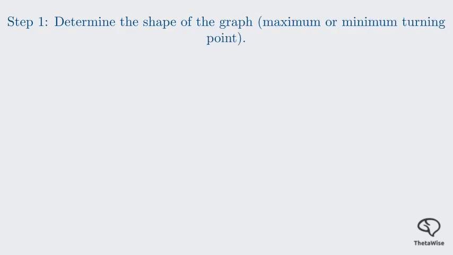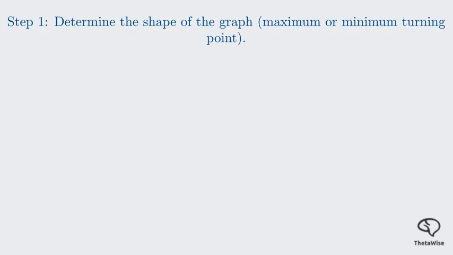Now that we know the 5 critical values to find, let's turn this into a clear step-by-step process for sketching any parabola. Following these 6 steps will give you an accurate graph every time. We will now outline these steps one by one. Step 1. Determine the shape of the graph.